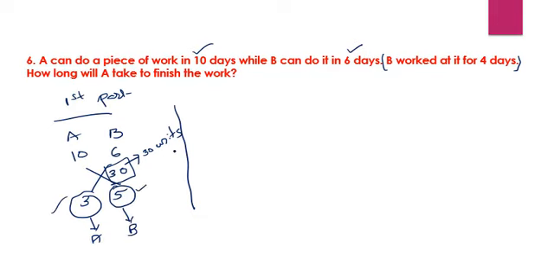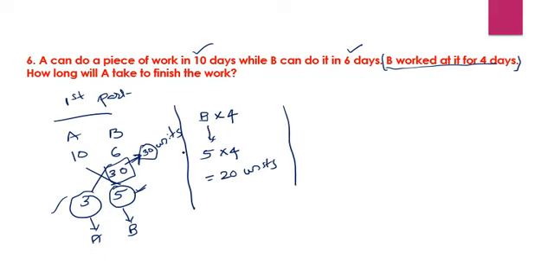So this is the first part, and the second part is given as B works alone for 4 days. We know that B can do 5 units in 1 day. 5 units for 4 days, how many units completed? 20 units he has completed. So out of total 30 units, B completed 20 units. So remaining units are 10 units.